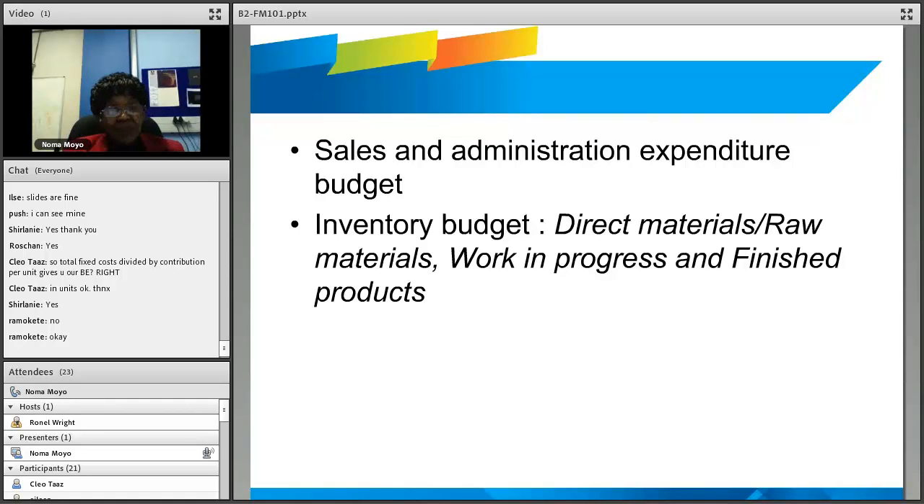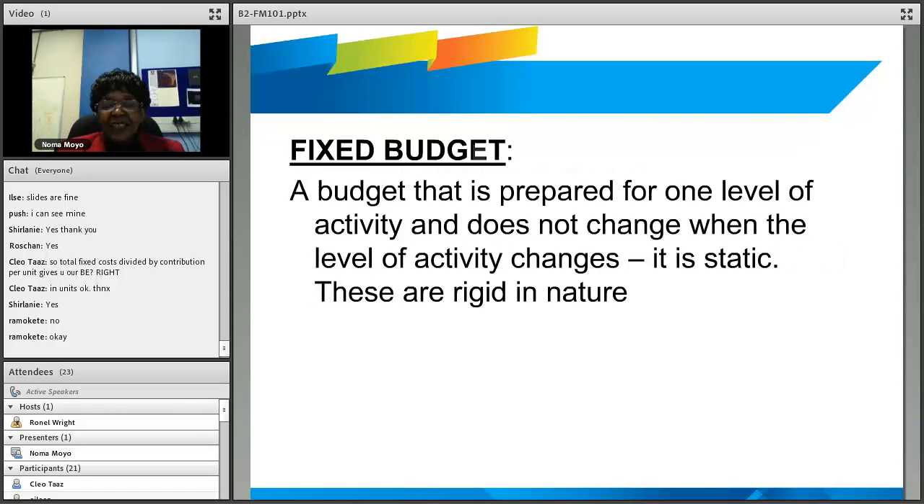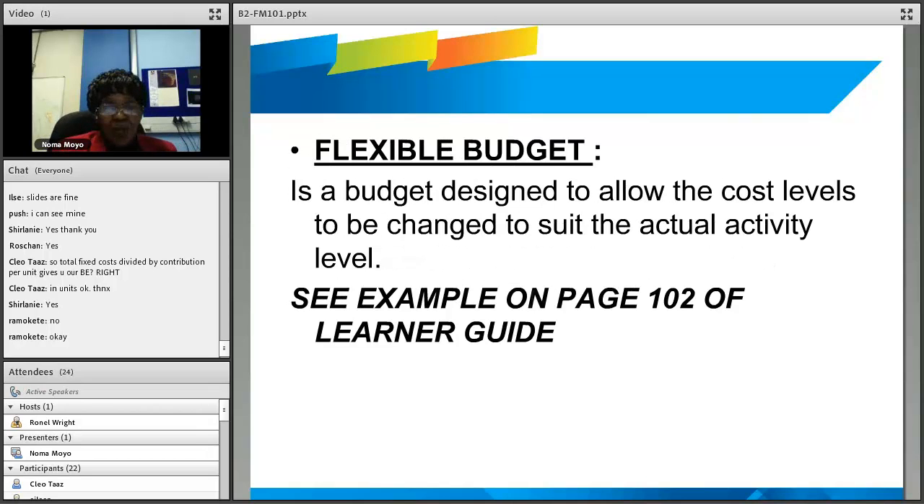Operational budgets are different. You have the sales budget, production budget, direct material usage budget, direct material purchases budget, direct labor budget, manufacturing overheads. Sales and administration expenditure budget, you look at what you are looking at. Inventory budget deals with direct materials, which is raw materials. It deals with work in progress. It deals with finished goods.